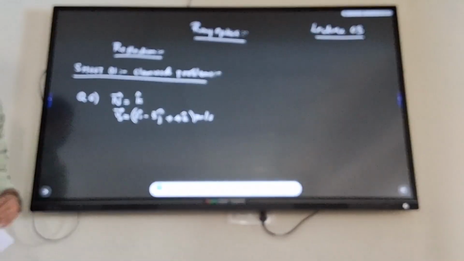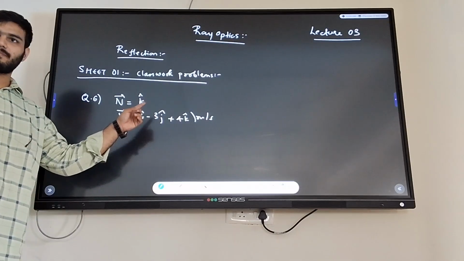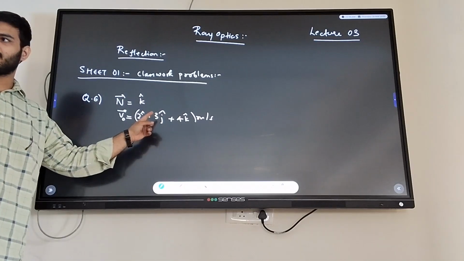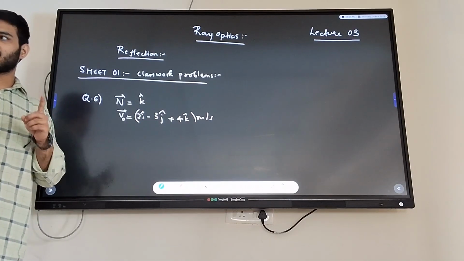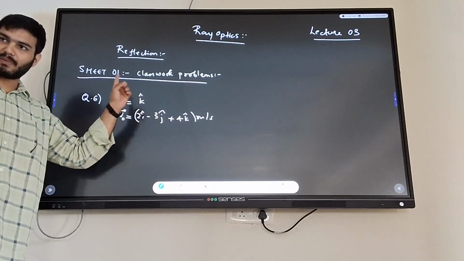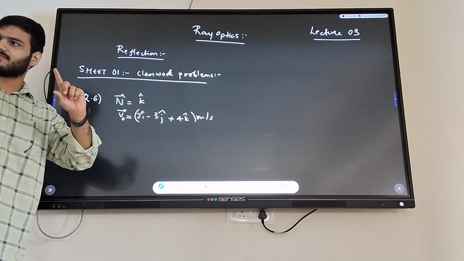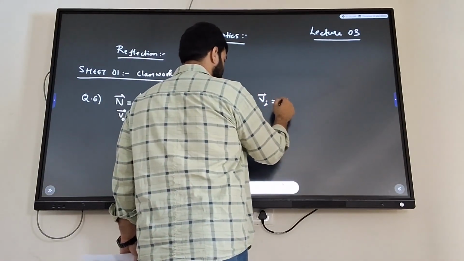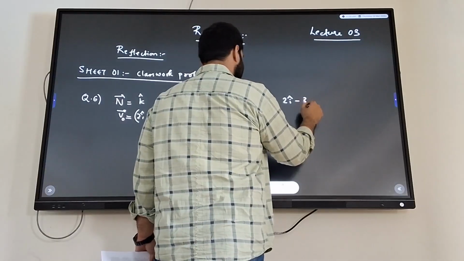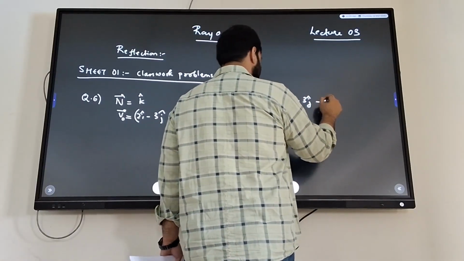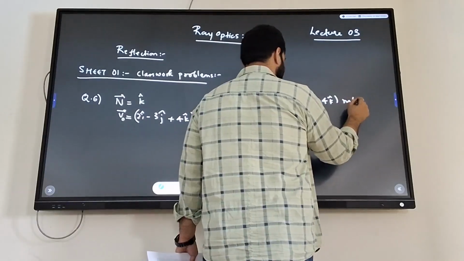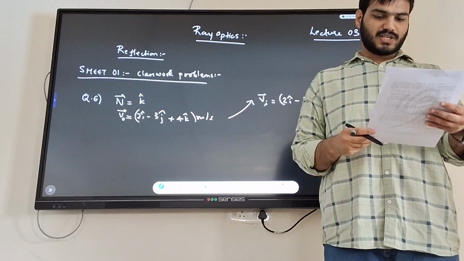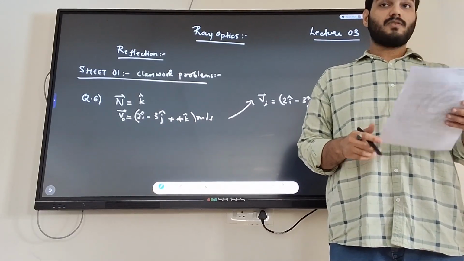Which components are perpendicular to this k cap? This i cap and j cap are perpendicular to k cap, right? Yes, sir. They will remain unchanged. What about this 4k cap? This is parallel to it? Yes, sir. This will reverse. Then what will the image velocity look like? It will be 2i minus 3j minus 4k. Does it make sense to everyone? This was question number 6, fairly easy.